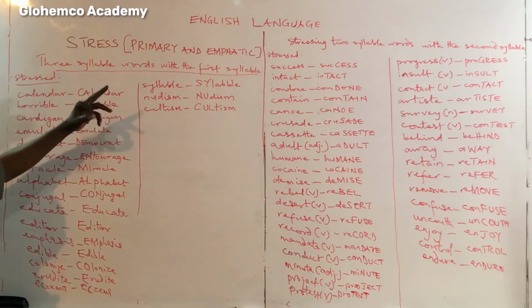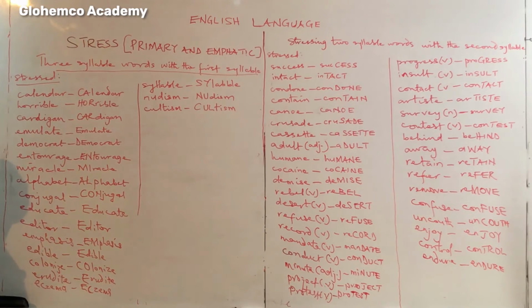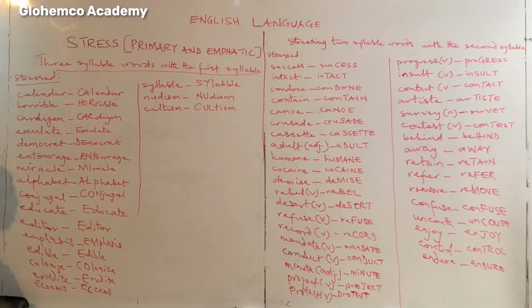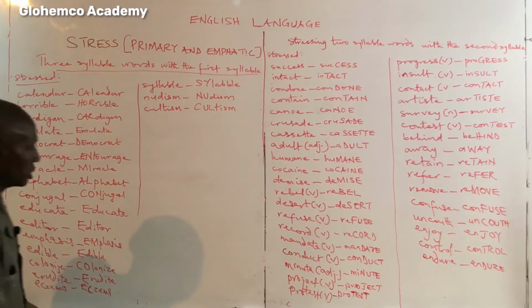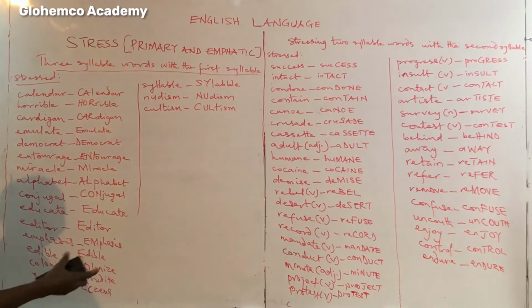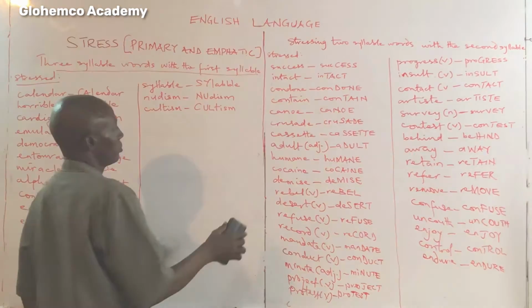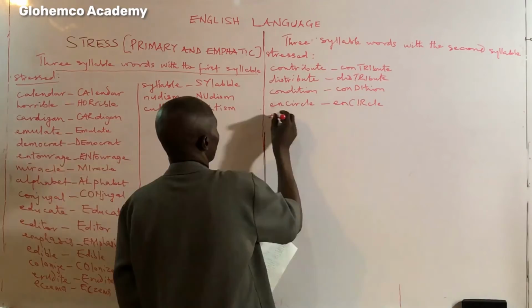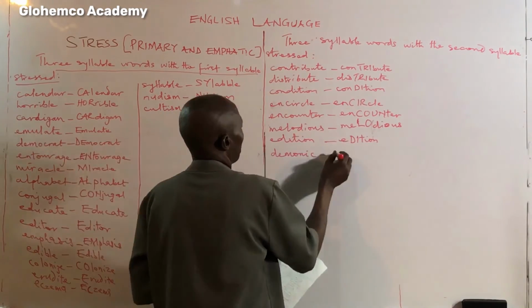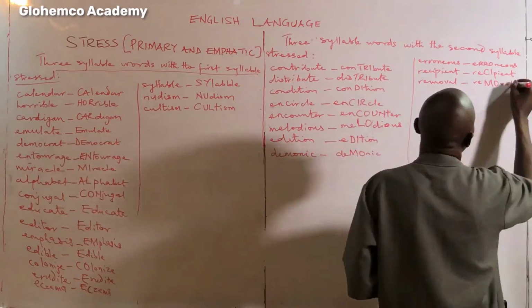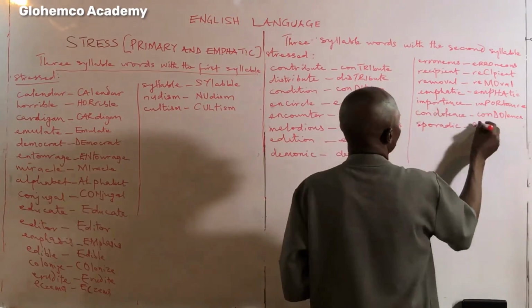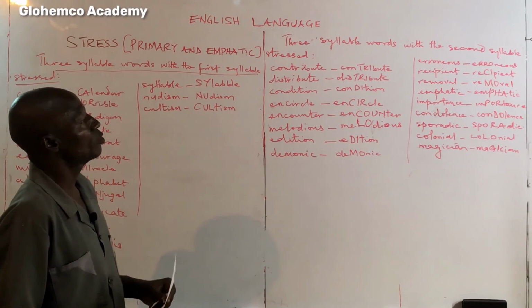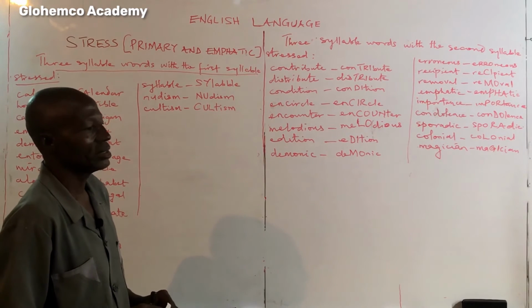Now, because we say 3 syllable words, what you are going to do next is to look at those ones that are going to stress on the middle. So meaning that the middle will be stressed. The next one we want to have a look at. Now let's look at those 3 syllable words that have the stress on the second syllable.